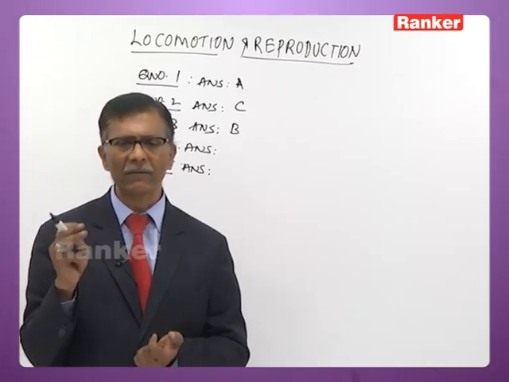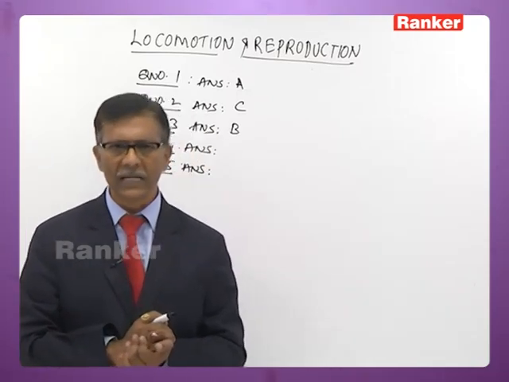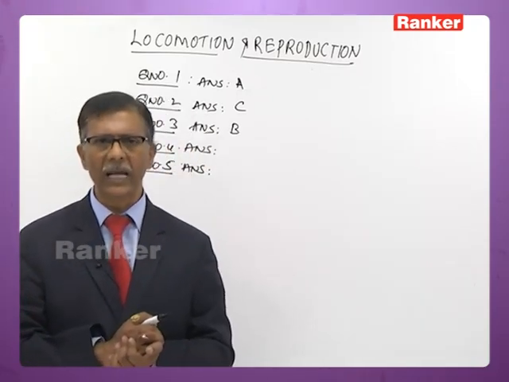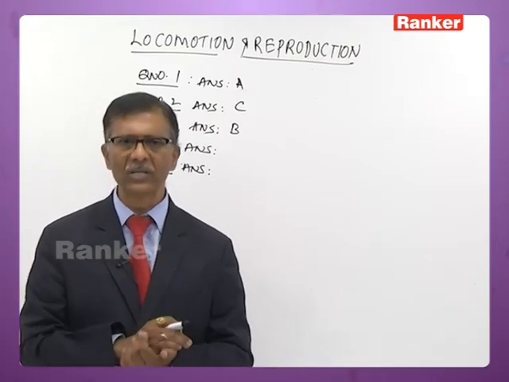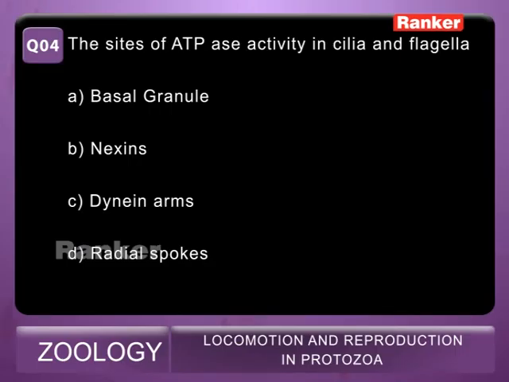A fiber is provided with a pair of short arms. Those short arms are called dynein arms. The dynein arms carry ATPase enzyme. So as per the question, the sites of ATPase activity in cilia and flagella are dynein arms. So fourth question correct answer is C.